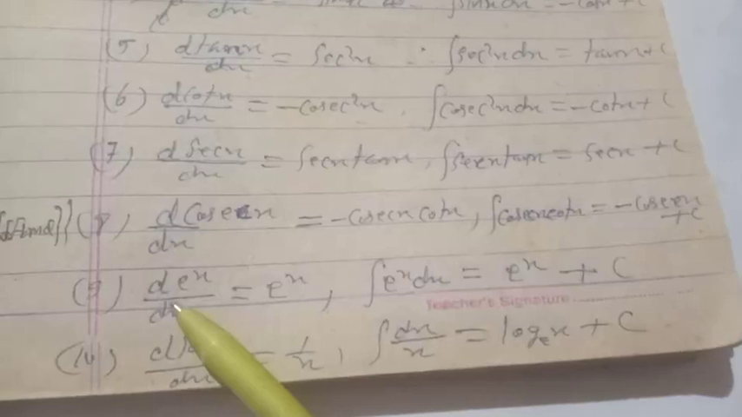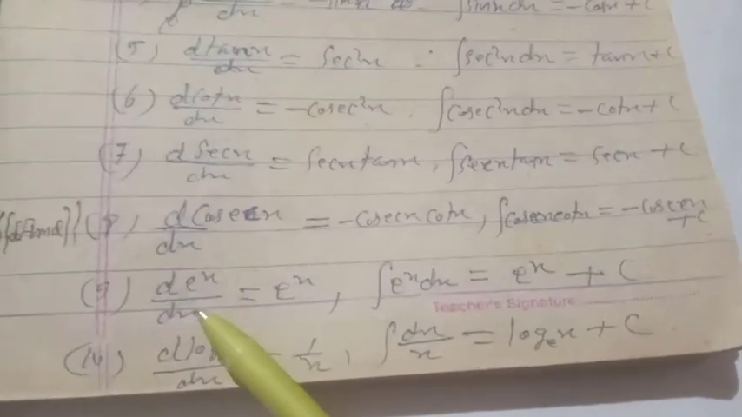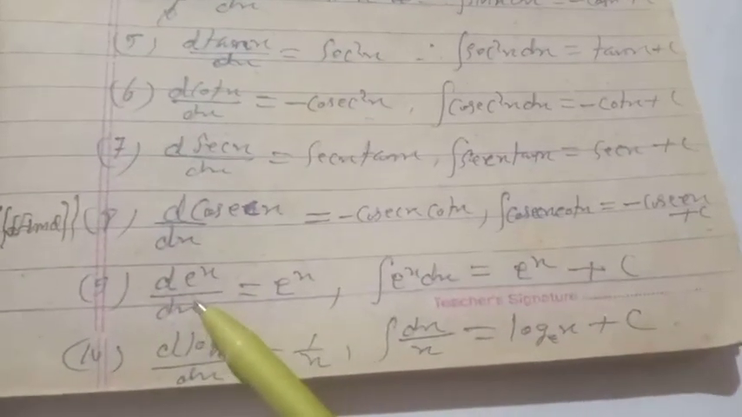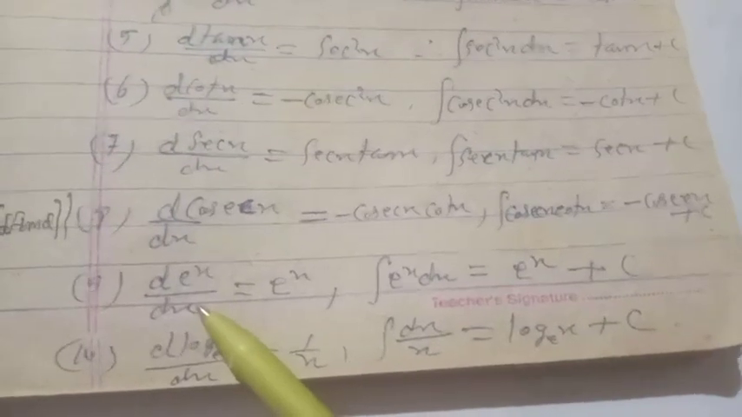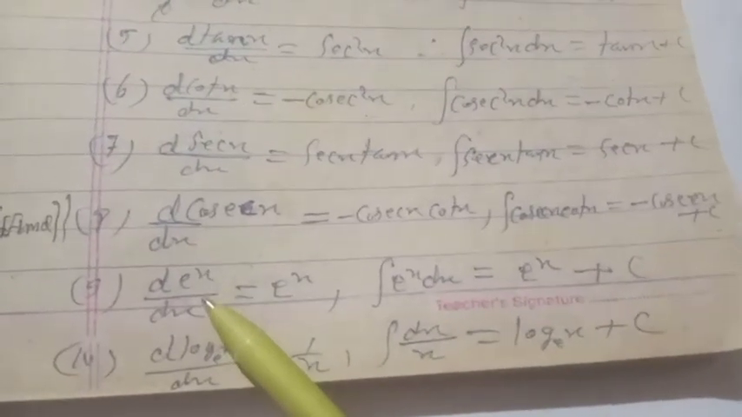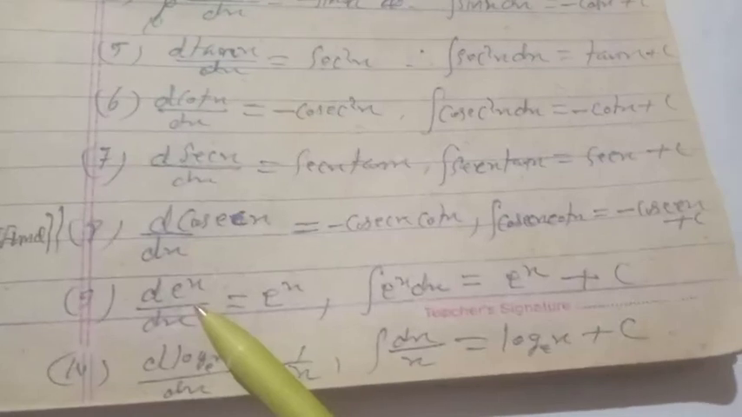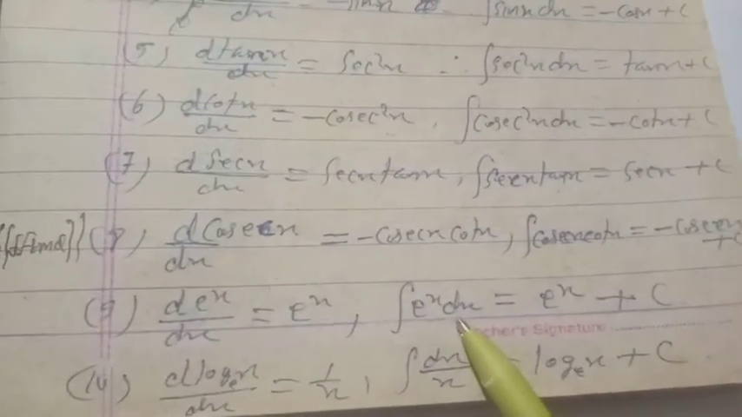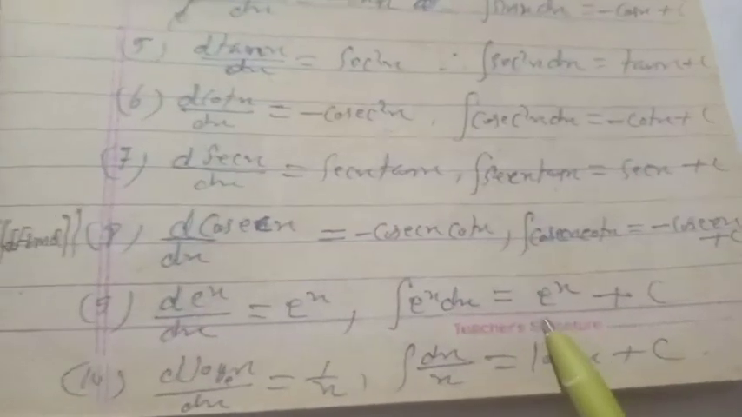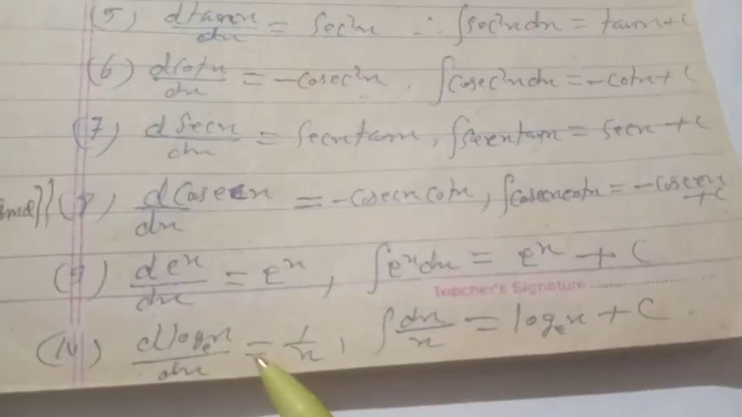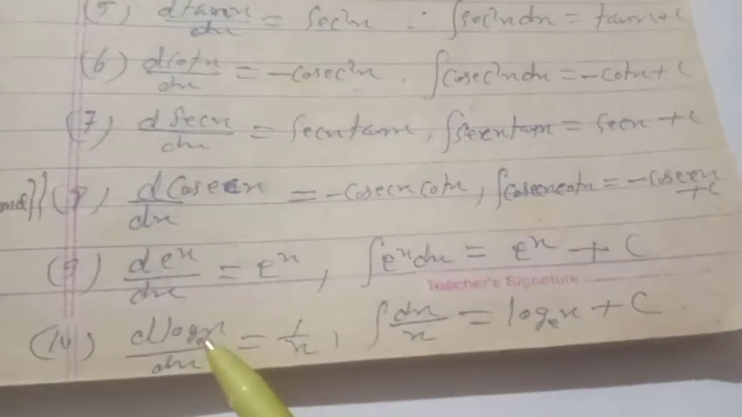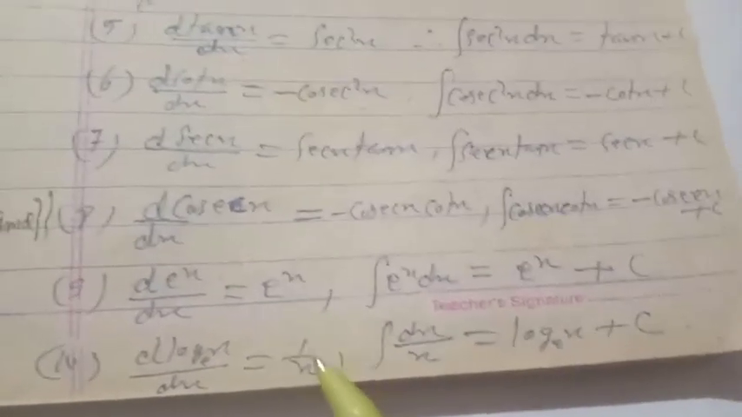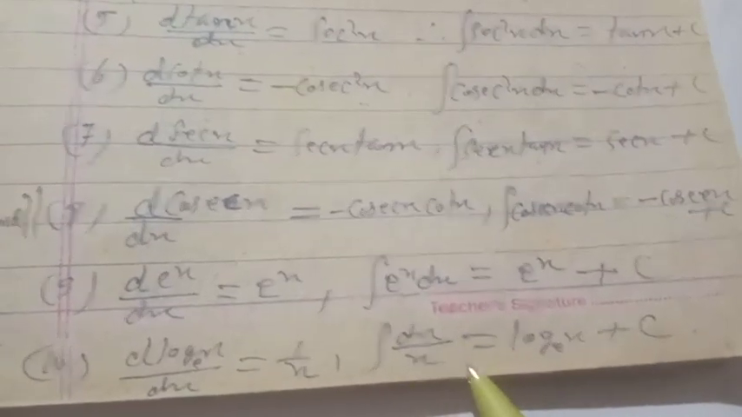Similarly, d e to the power x by dx, that is the differentiation of e to the power x, equals e to the power x. So integration of e to the power x dx equals e to the power x plus c. D log x by dx, with log at base e, equals 1 by x. So integration of dx by x equals log x plus c.